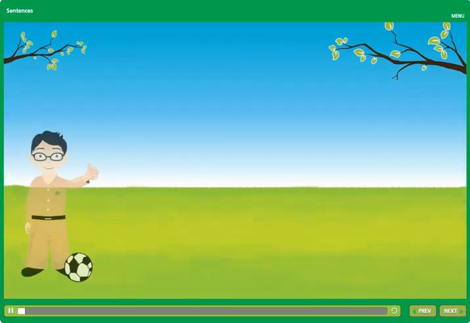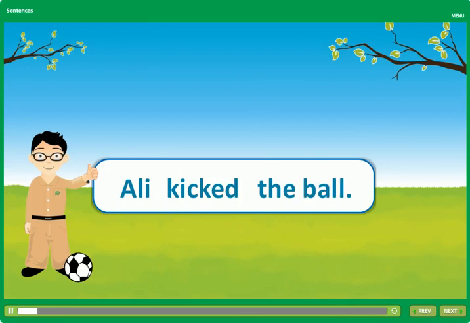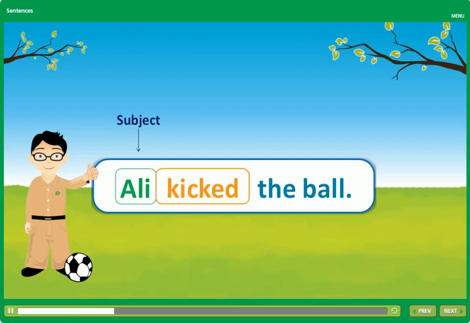Moving on to slightly longer sentences, let's look at this example. Can you find the subject? Who or what is the sentence about? The sentence is about Ali. What did Ali do? He kicked. Kicked is the verb or the action word.